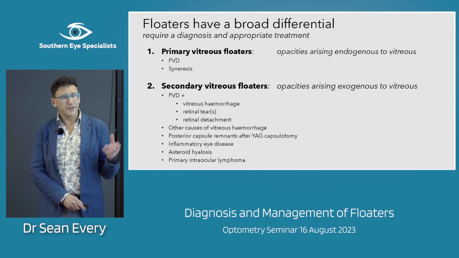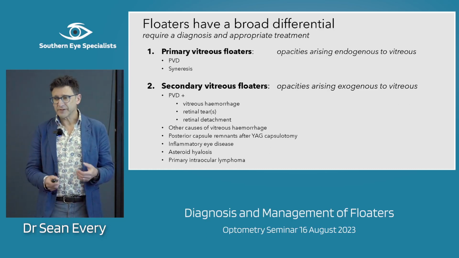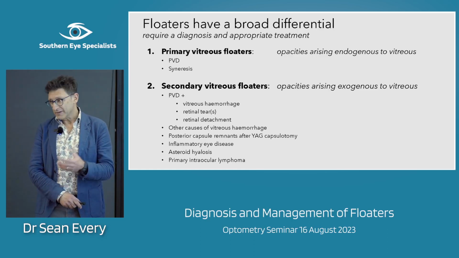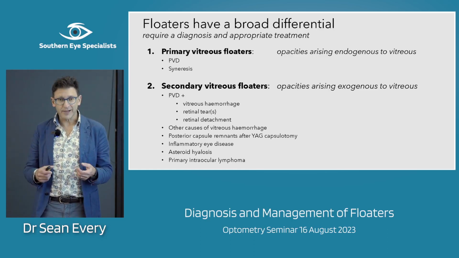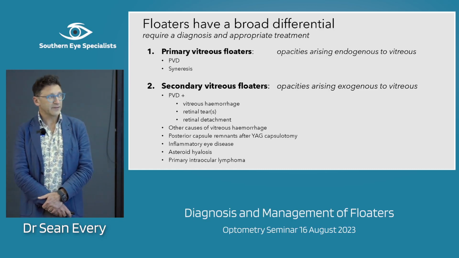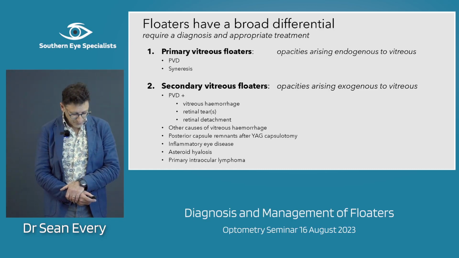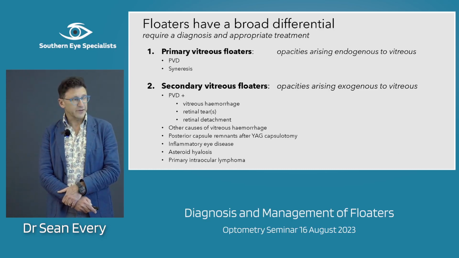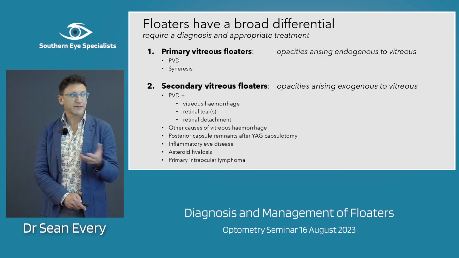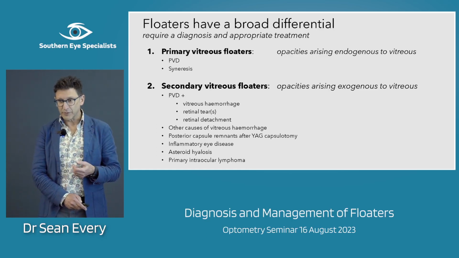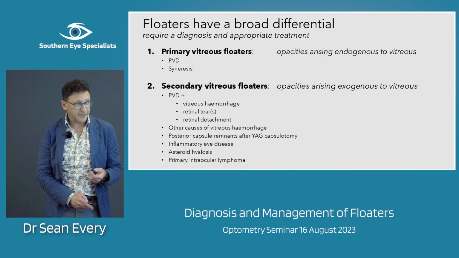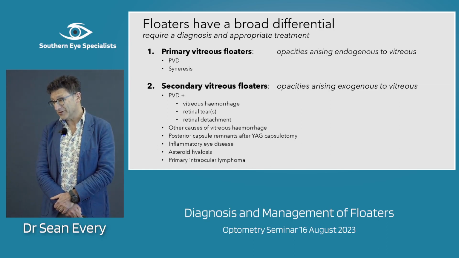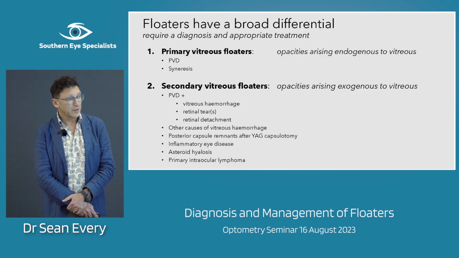The primary ones are just the opacities that arise from the vitreous cavity itself, and that's really just due to degeneration of the vitreous gel. That's the syneresis, where the collagen starts to degenerate into debris that we can start seeing, and the PVD process. And then the secondary floaters are the things that arise from outside the vitreous cavity. So you have a PVD plus some bleeding from a retinal vessel into the vitreous, or there's a created tear, or it's detached. And of course there are many causes of vitreous hemorrhage, not just PVD related. That's just one cause.